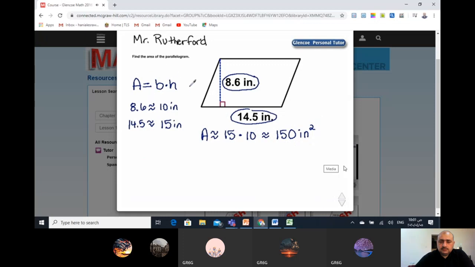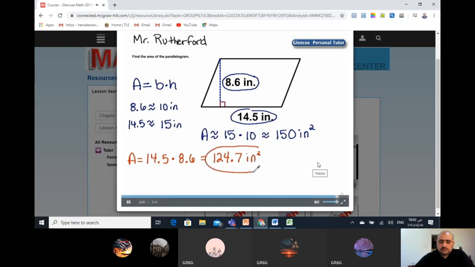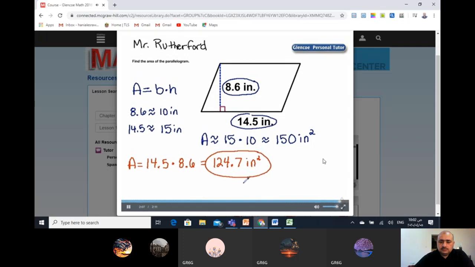So we're still using the same formula. This time we'll have area A equals our base, which is 14.5, multiplied by our height of 8.6. In multiplying these two, we get 124.7, and our units will be square inches. So the area of this parallelogram is 124.7 square inches.